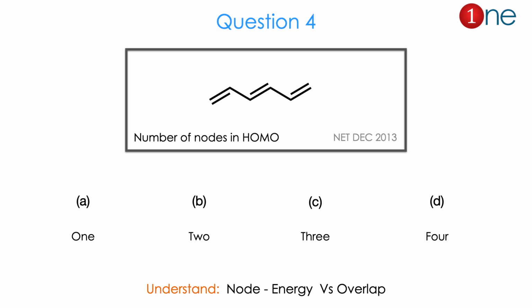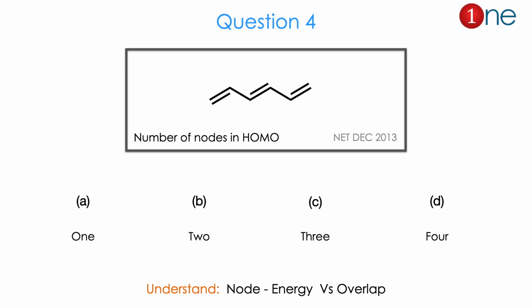Then question number 4. They gave a structure which is a conjugated triene. So you have 3 double bonds in conjugation. They are asking the number of nodes of the HOMO. Whether the nodes are 1, 2, 3 or 4, the possible structures, so the possible energy states.